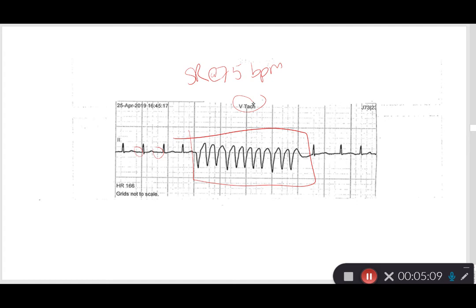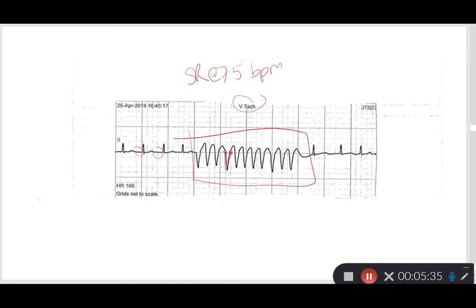So if it were just two, I would call that a couplet of PVCs, a pair of PVCs. But since I have three or more, and here we have 11 complexes in a row, we would just call that a run of ventricular tachycardia. Now I know it's VTAC because my QRSs are very wide, and it is very hard to pick out your QRS complexes in a ventricular rhythm.